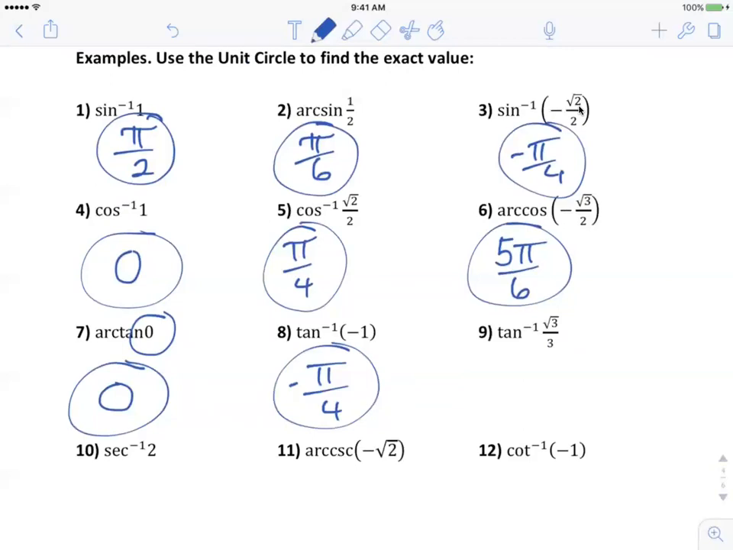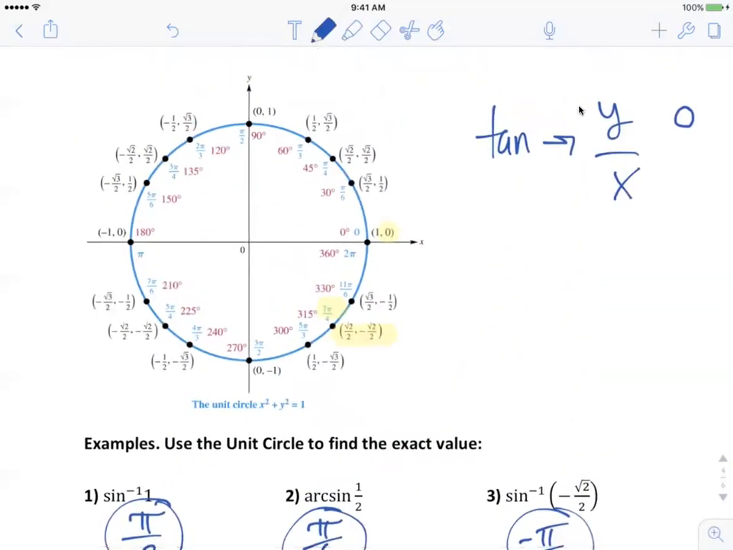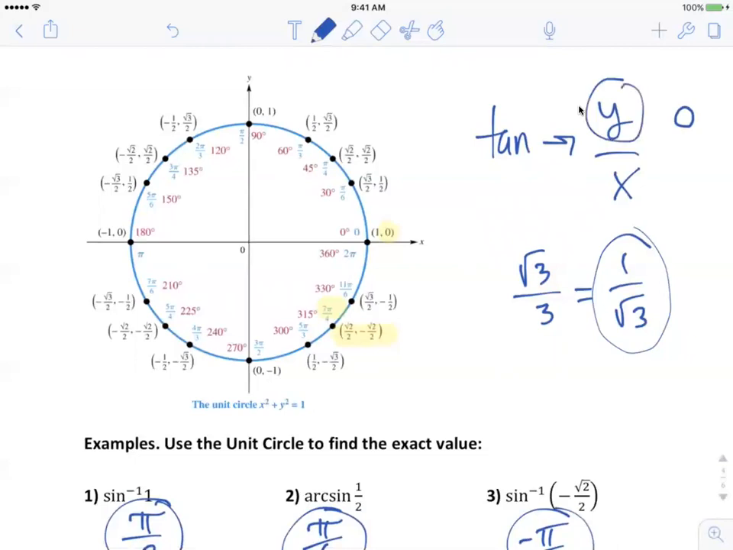Okay, how about tangent inverse of √3/3? It's positive, so that means in quadrant 1. And I need a ratio where I get √3/3. A good thing to know is √3/3 is the same as 1/√3, the unrationalized version, right? So think of those as interchangeable. Sometimes it's easier to use this one, like in this case, because if, again, y divided by x, we need that ratio to be 1/√3.